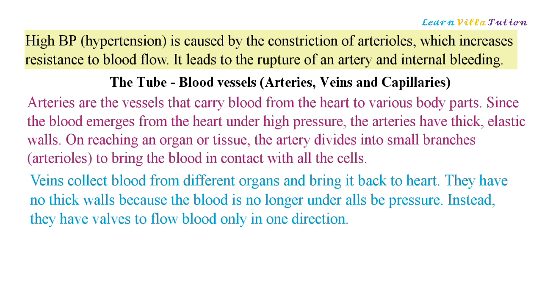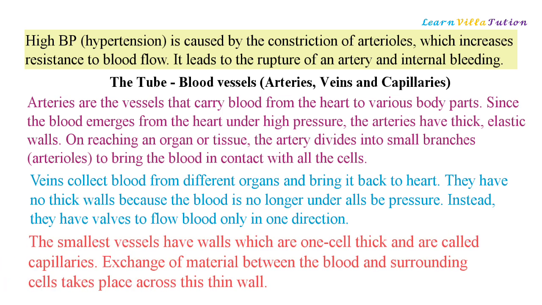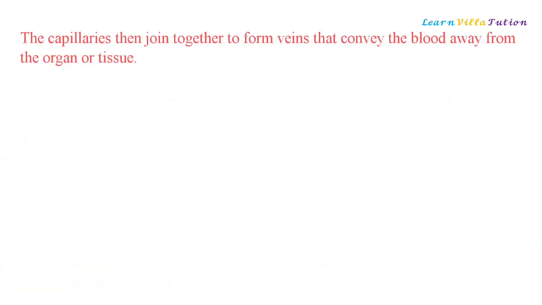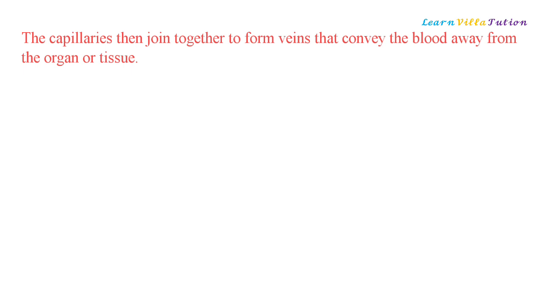They do not have thick walls because the blood is no longer under high pressure. Instead, they have valves to make blood flow only in one direction. The smallest vessels have walls which are 1 cell thick and are called capillaries. Exchange of material between the blood and surrounding cells takes place across this thin wall. The capillaries then join together to form veins that convey the blood away from the organ or tissue.